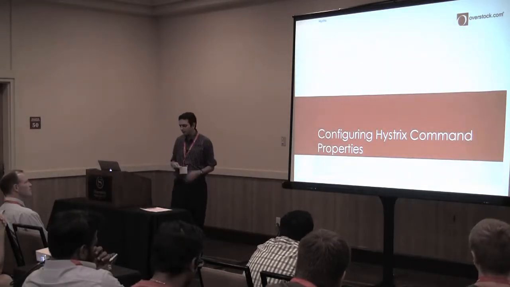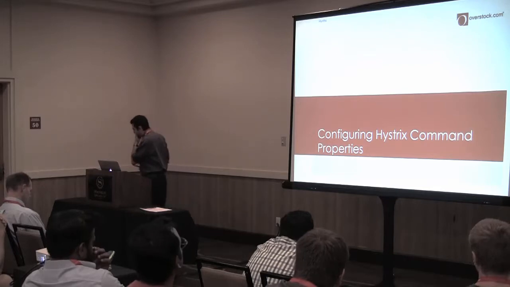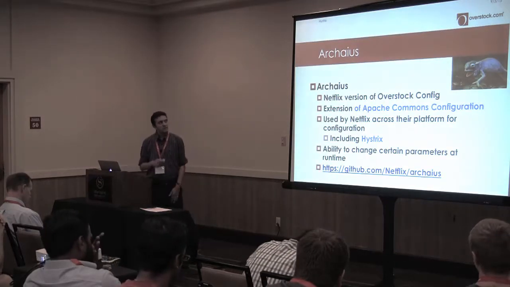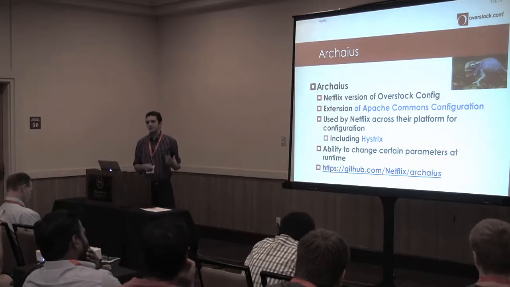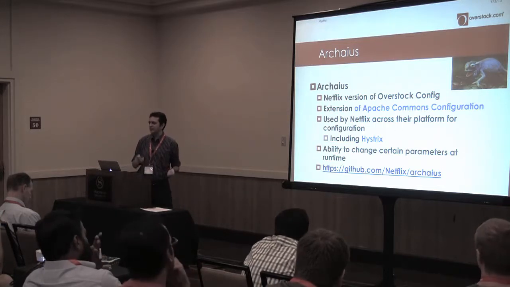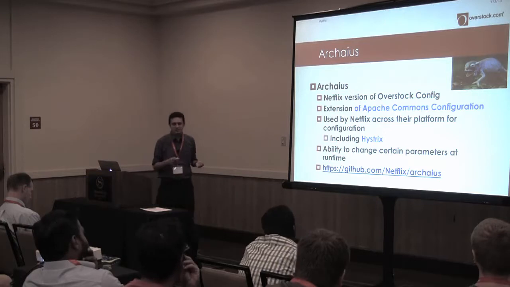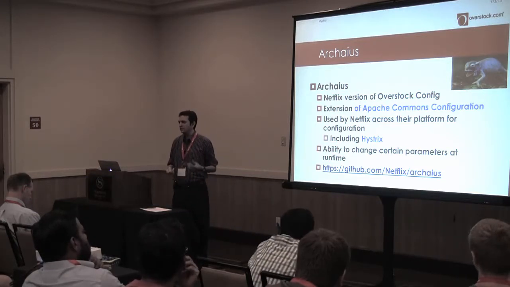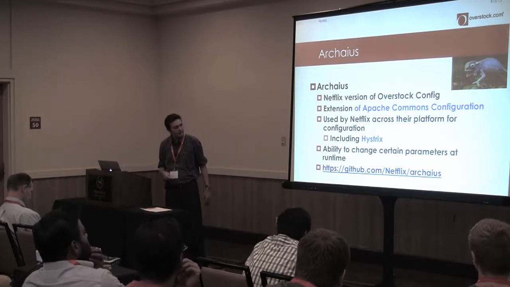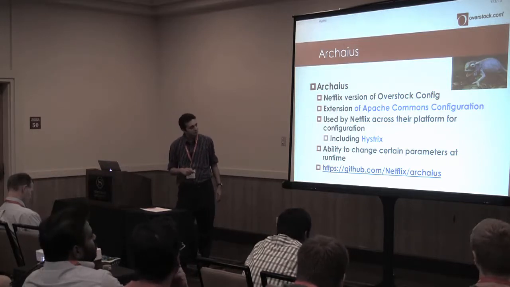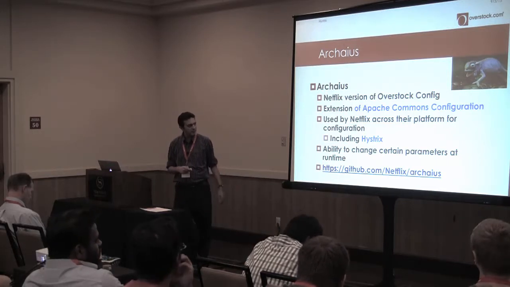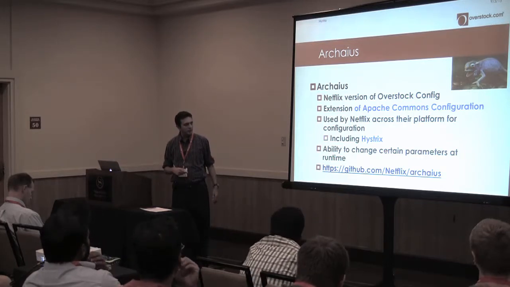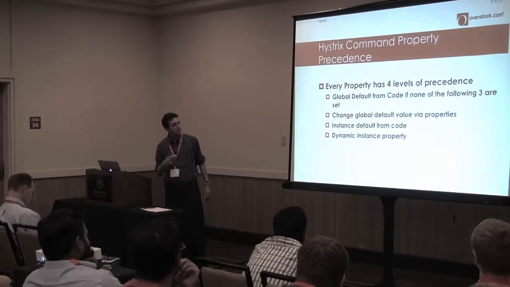Now when we talk about how we configure our Hystrix command and the properties, Hystrix uses what's known as RKS. RKS is basically a chameleon, a rare species of chameleon. And the reason it's called RKS is because it manages properties and changing of properties. It's very similar to our Overstock config. And it extends the Apache Commons library. And it's used by Netflix across the board. And you can read more about it here. So Hystrix uses that as well.